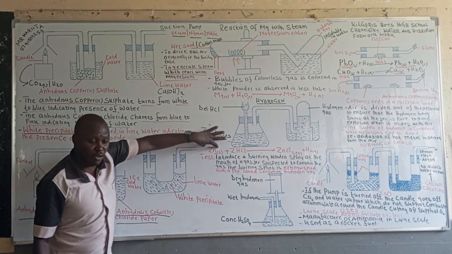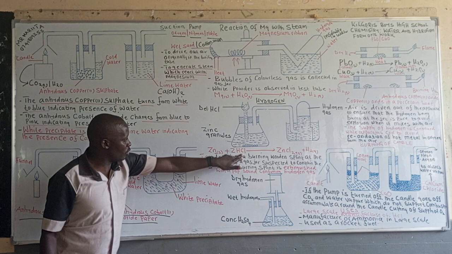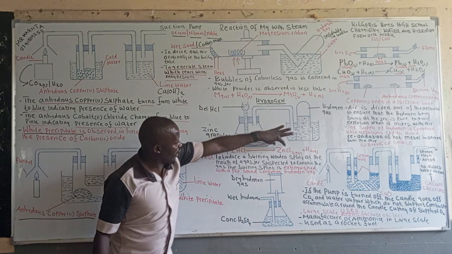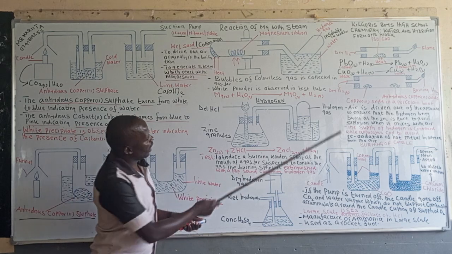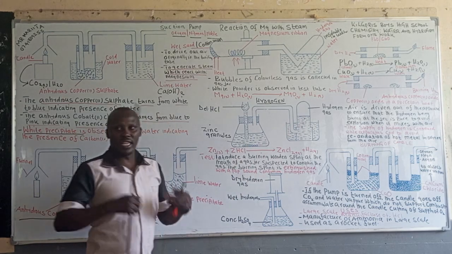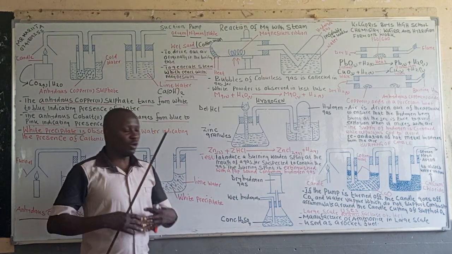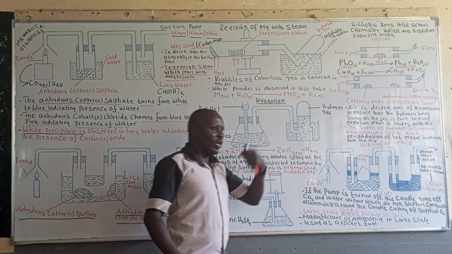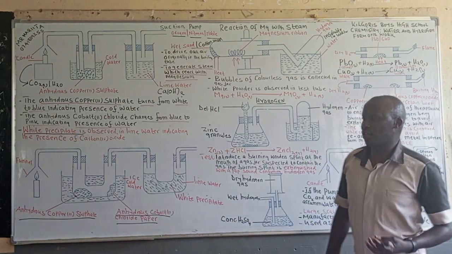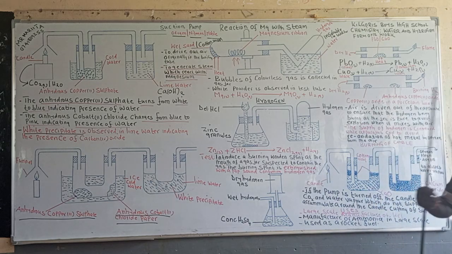So you have zinc granules here reacted with hydrochloric acid, then you collect the zinc chloride and of course the hydrogen gas. The hydrogen gas normally is collected here. The gas is collected over water because the gas is insoluble in water. So when the gas is required to be dry, we have some drying agents.